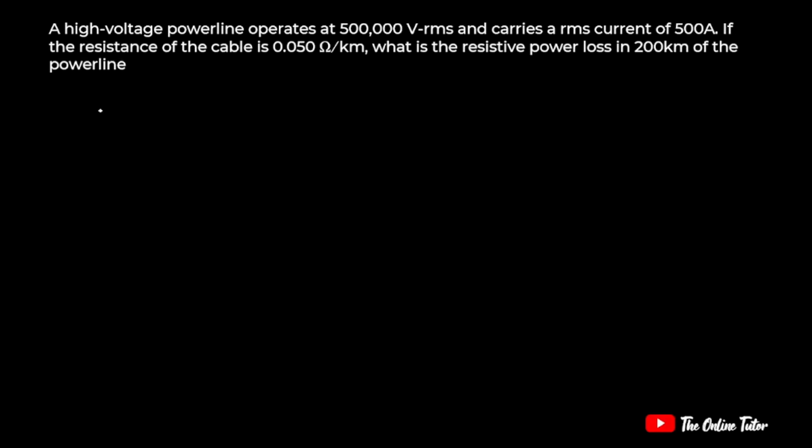So example number 1. A high voltage power line operates at 500,000 root mean square voltage and carries a root mean square current of 500 amperes. If the resistance of the cable is 0.050 ohms per kilometer, what is the resistive power loss in a 200 kilometer power line? So let's look at the solution.